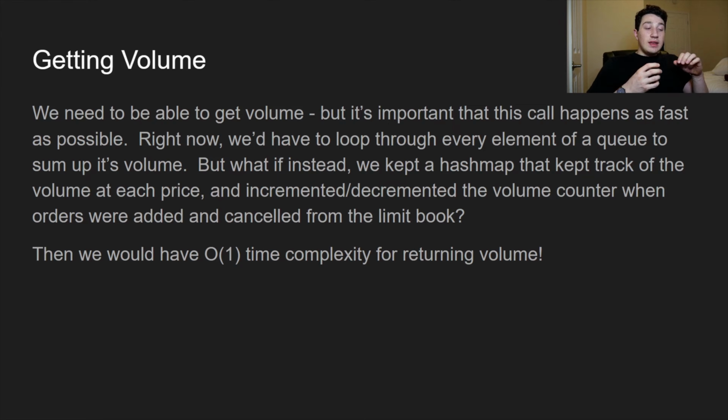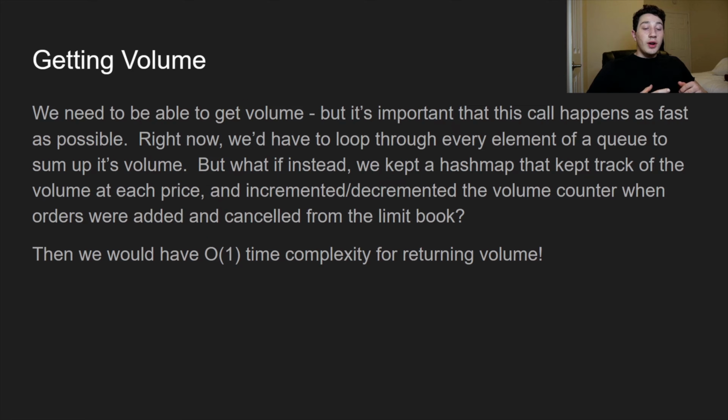So volume is basically saying, what is the open amount of shares that people either want to buy or want to sell at a given price. And so right now we know that all of the orders at a given price are represented by being part of a queue. And that's all good and well. However, it's not very efficient time-wise.